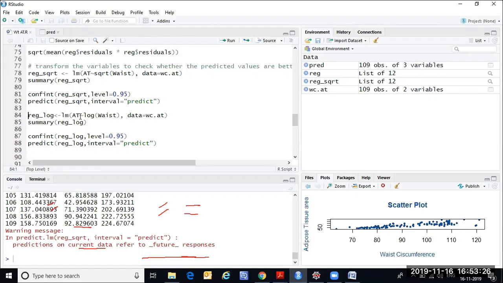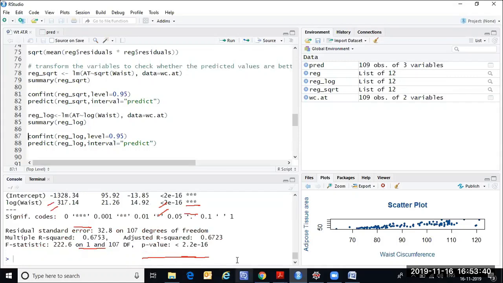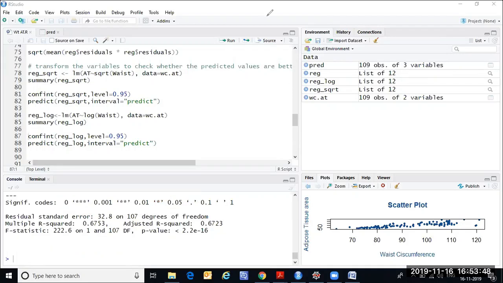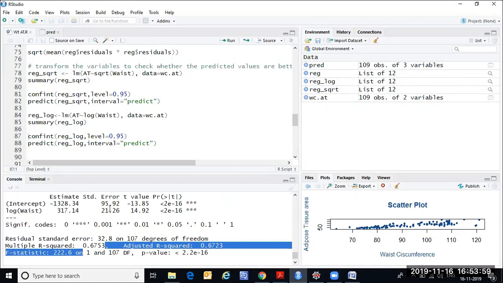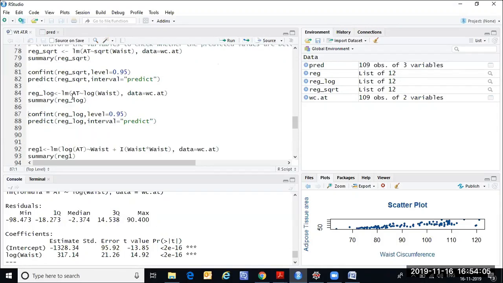Now building the third model. This time I'm applying logarithmic on the waste value input. Let's see the summary of this. Is there an improvement in the model accuracy, R squared value? It's almost the same, but there's a slight change, 0.6753. It's more or less the same. The coefficients are significant and everything else looks fine, but the model's accuracy is not that much better.